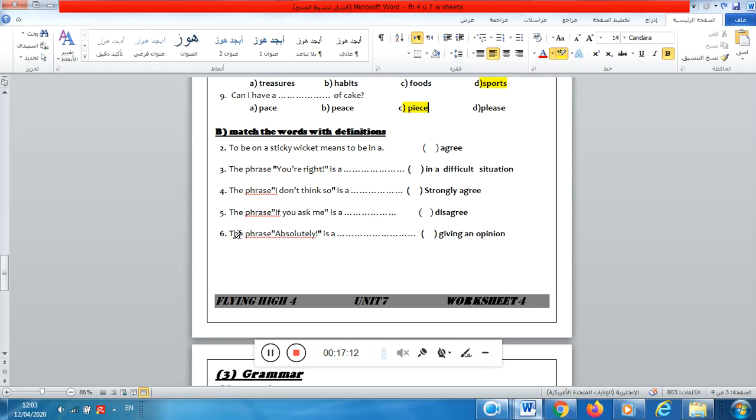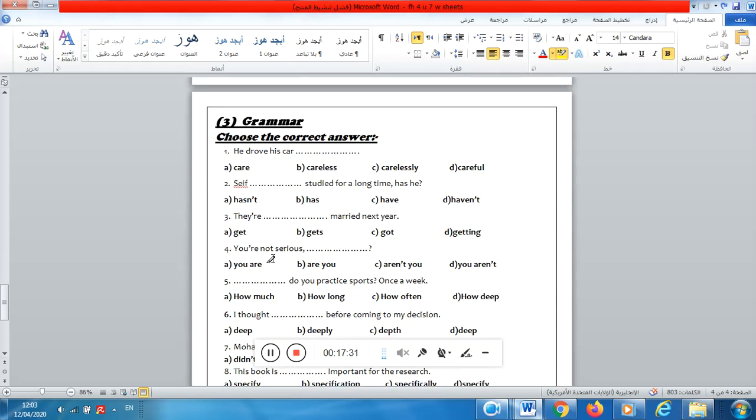Here again, I skipped 5. Yes, the phrase "if you ask me" is giving an opinion. And number 6, the phrase "absolutely" is a strong agreement, or you strongly agree, right? Okay.